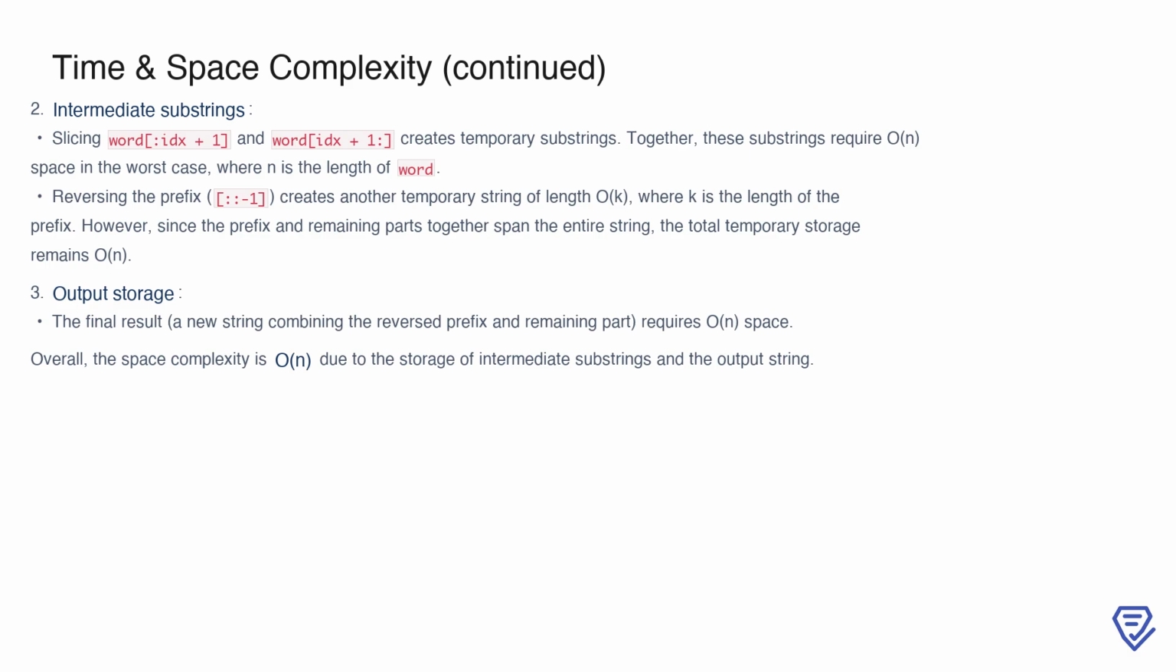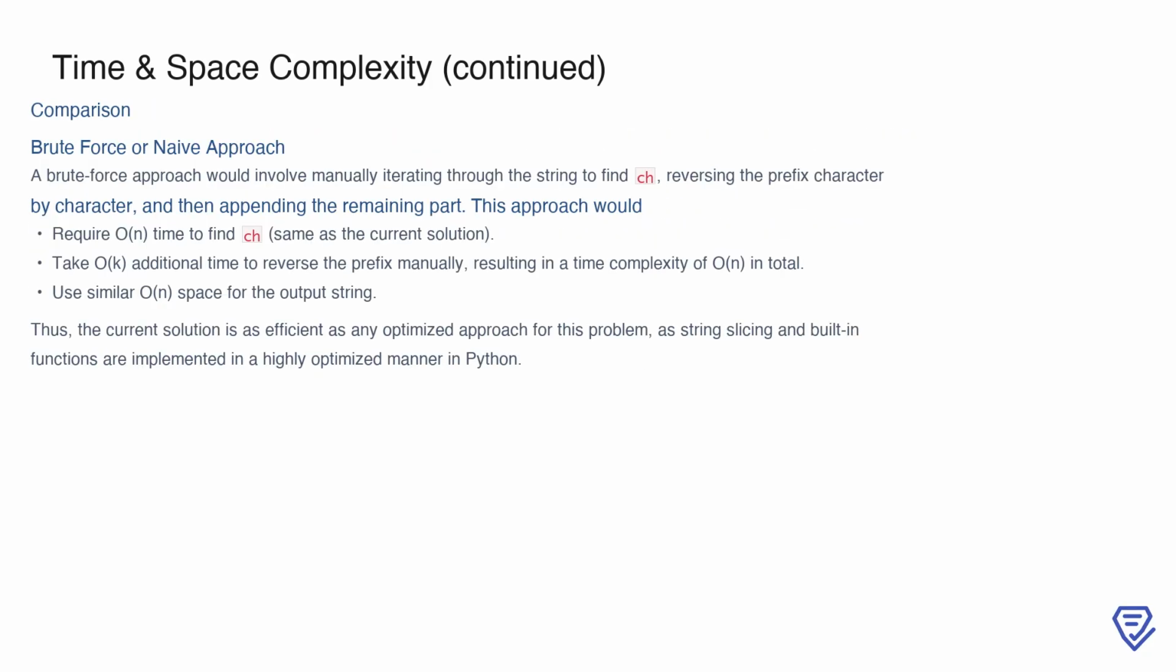However, since the prefix and the remaining substring together span the entire string, the total space required for these temporary substrings is still O(n). Finally, the output itself is a new string that combines the reversed prefix and the remaining part, requiring O(n) space. Therefore, the space complexity of the solution is O(n), primarily due to the temporary substrings and the result string. When comparing this solution to a brute force approach, we find that both approaches are equally efficient in terms of time and space complexity.